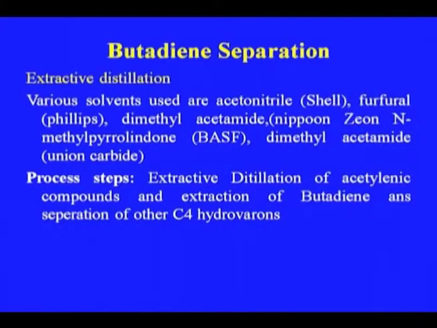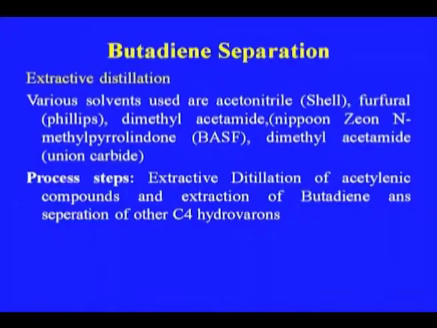Now let us discuss the extractive distillation part of the butadiene separation. Various solvents used are acetonitrile, because with the continuous development there has been a change in the solvent also. Phenol and furfural were the initial solvents that were available, but with the manufacture of dimethyl acetamide, dimethyl formamide is also being used. So a lot of changes have taken place in the solvent extraction process.